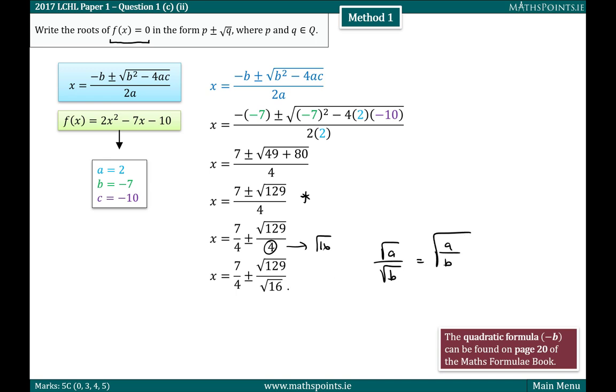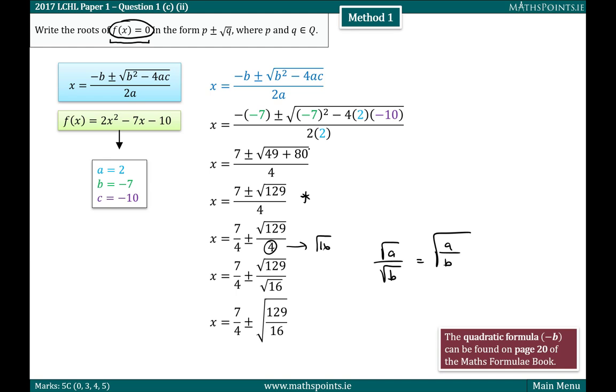So you can put 129 over 16 under the same radical sign, and we have the answer in the required form. Now, I've kind of flown through that because that's not the preferred method to solve that equation, given that we have spent some time completing the square. But how do you solve any quadratic equation equal to 0? Well, the minus b formula will always work. The only tricky thing here might be getting it in the required form, and this is the required form.